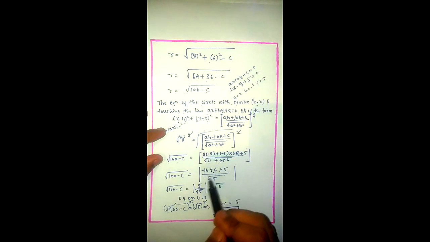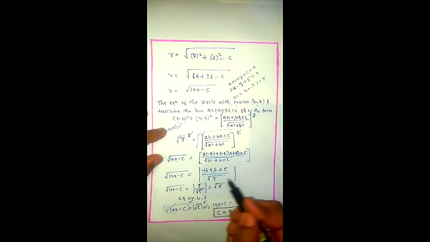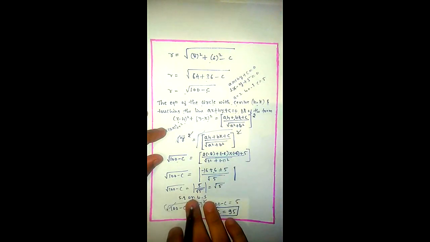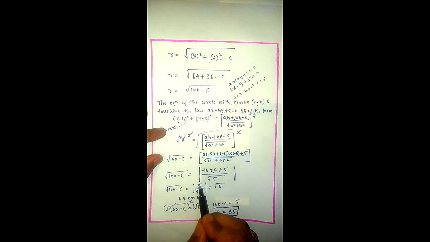Here you get a negative sign, so what do you do? You take the modulus directly. If I take the modulus, finally we get 5 divided by root 5. So 5 can be written as root 5 into root 5. So root 5 cancels. Finally we get root 5.